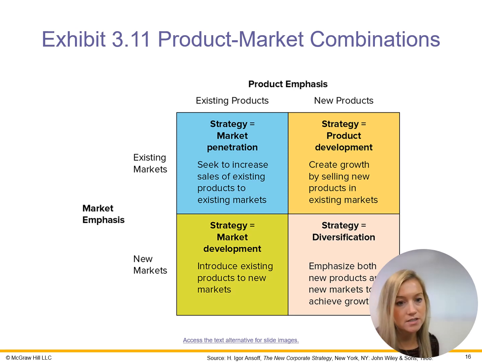And the fourth quadrant, diversification. An example of this would be Google diversifying its business by investing in new areas such as self-driving cars and artificial intelligence. Microsoft diversifies its business by investing in new areas such as cloud computing and gaming.